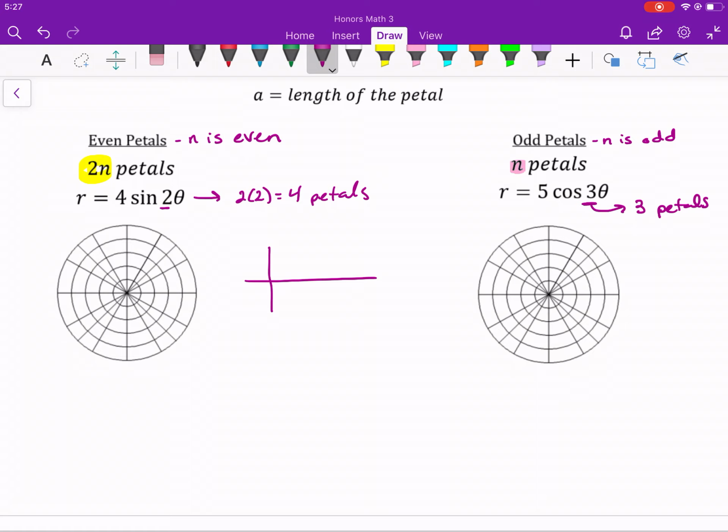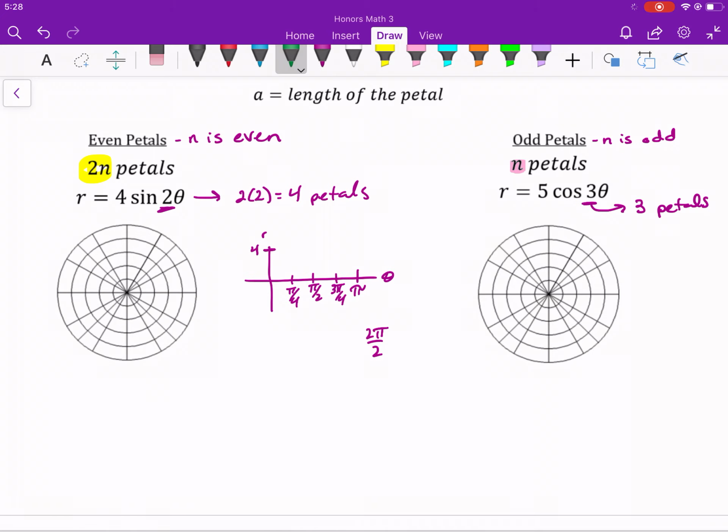Okay, so once again, this is r, this is theta. I don't have to change anything, except I do know that my period is 2 pi over 2, because of the 2 right here. So our period is pi. That means this will be pi over 2, this will be pi fourths, and this will be 3 pi fourths right there. So I'm just making a quick graph.